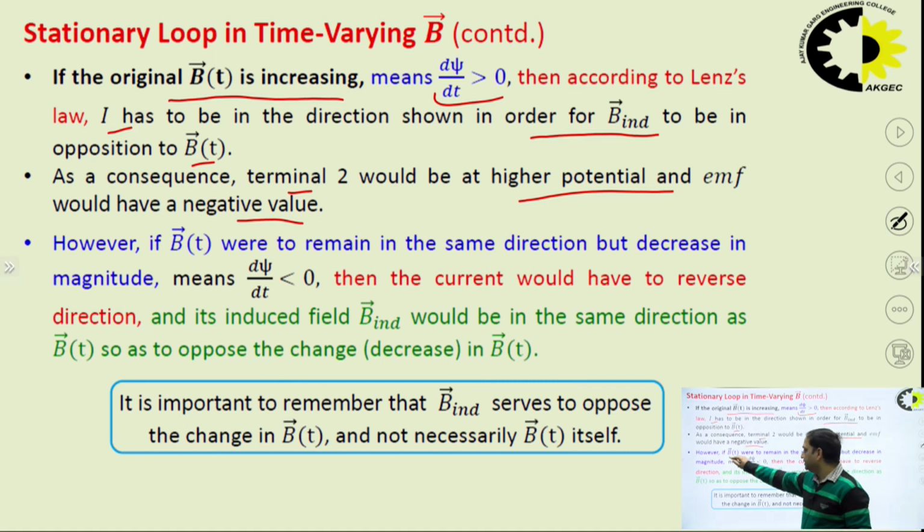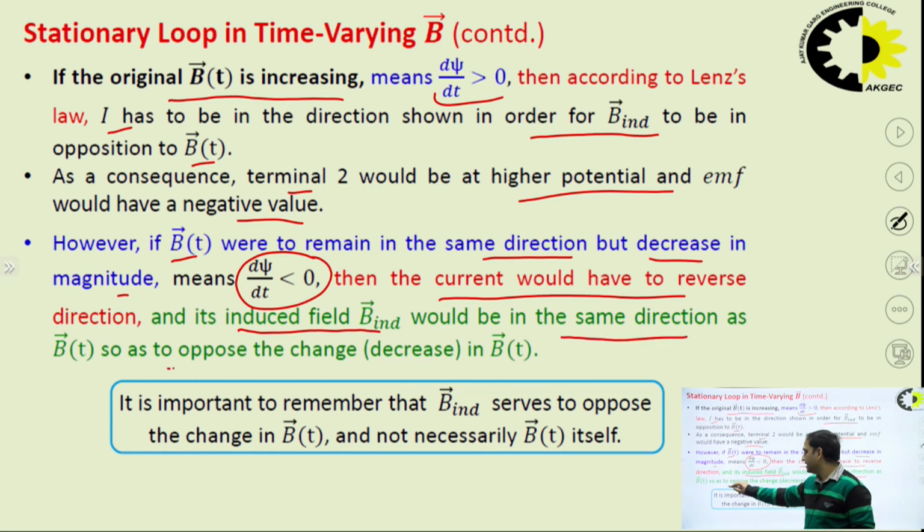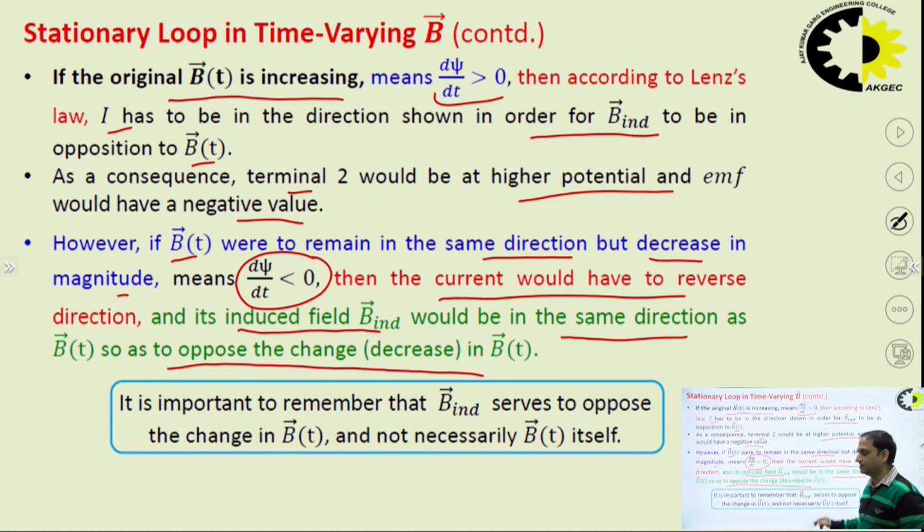So if B(t) were to remain in the same direction but decrease in magnitude, that is, if the magnetic field is decreasing, then the rate of change of flux lines will also be decreasing. In this case the current would have to reverse its direction, and its induced field B induced would be in the same direction as B(t), so as to oppose the change in B.